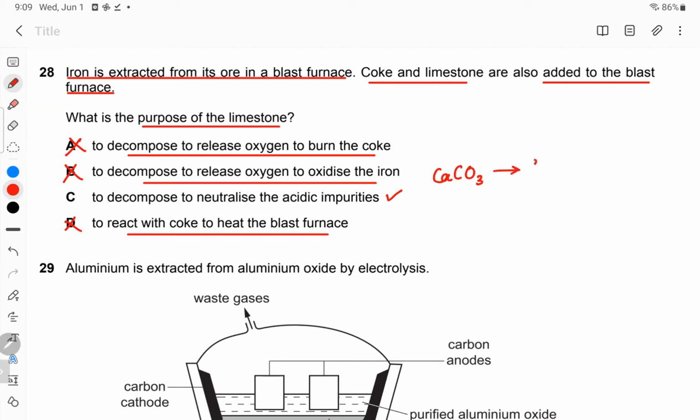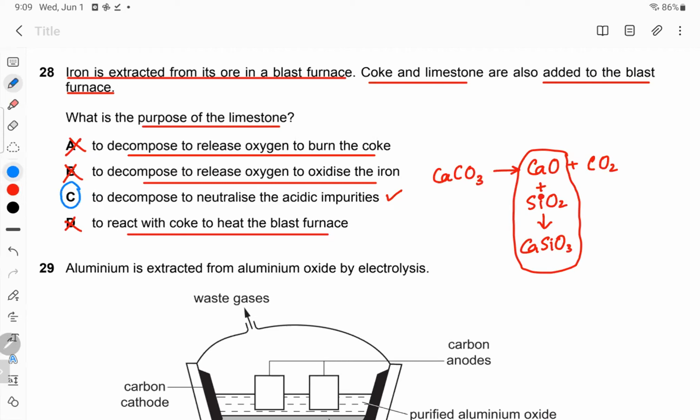It decomposes to form calcium oxide and carbon dioxide. This calcium oxide reacts with the silicon oxide, that is the impurity in the iron ore, to form calcium silicate. So this reaction is neutralization of an impurity. So that's why it is used. So that's why option C is correct.